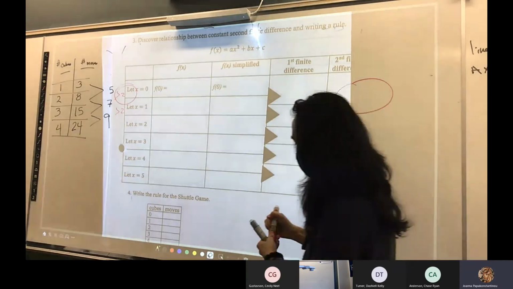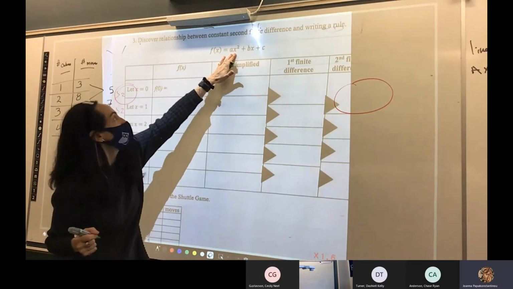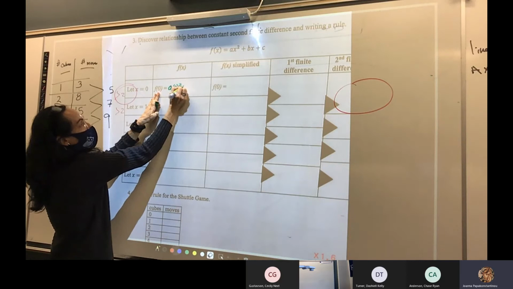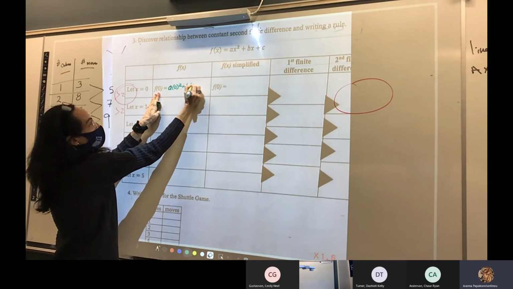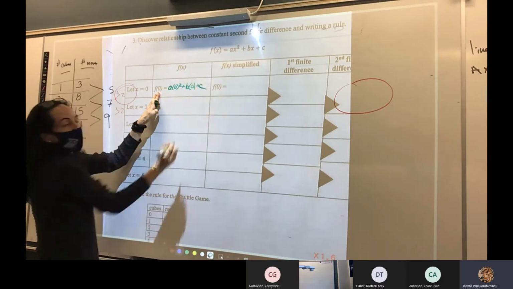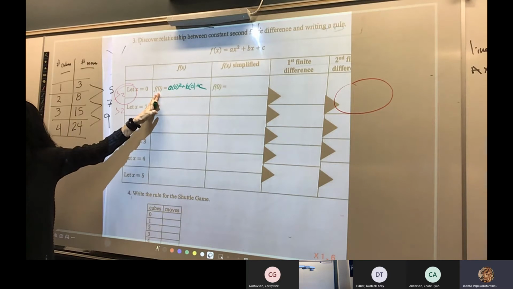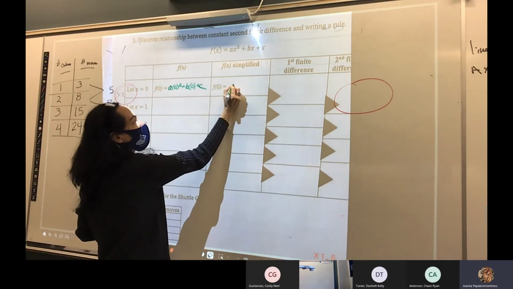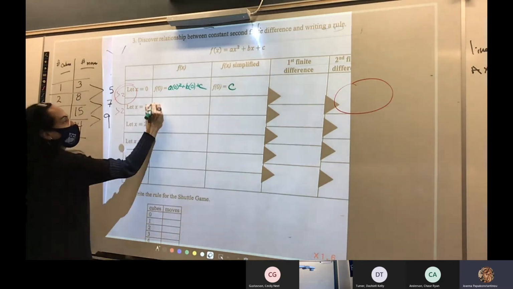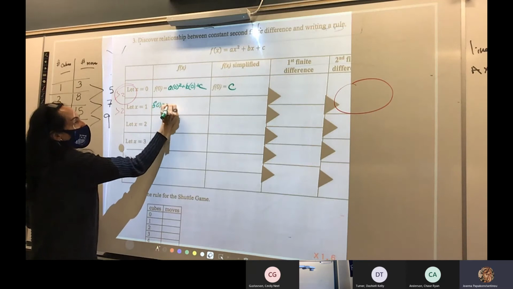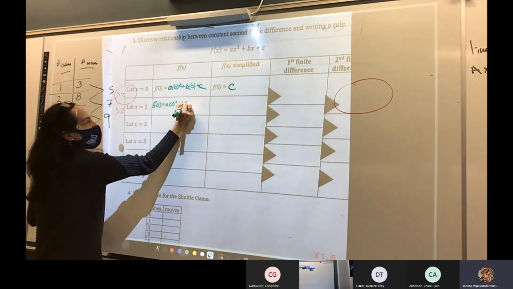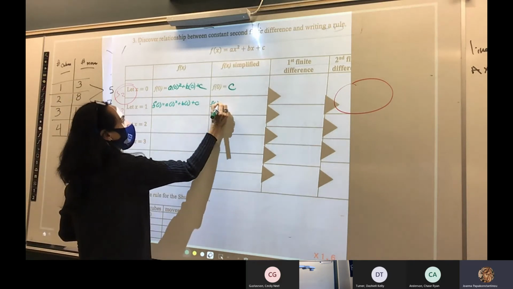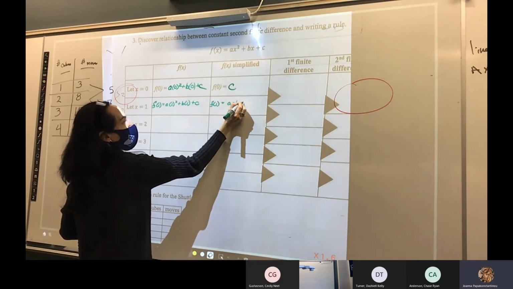So if I go back in here and I say, all right, I'm letting x equal 0. So that means I have a times 0 squared plus b times 0 plus c. Simplify. Anything times 0 is 0, so what is this equal? All right. Now, let's go ahead and let x equal 1. A times 1 squared plus b times 1 plus c simplifies to be what? A plus b plus c.